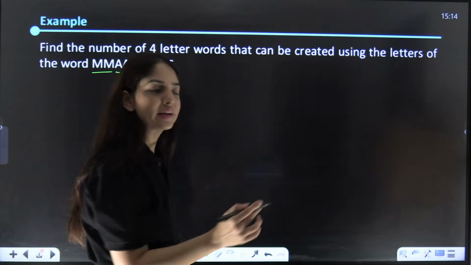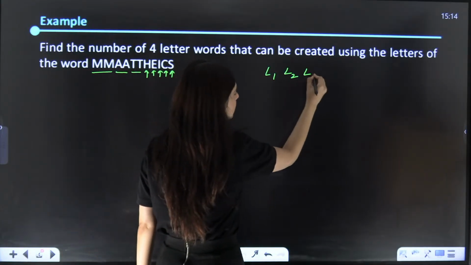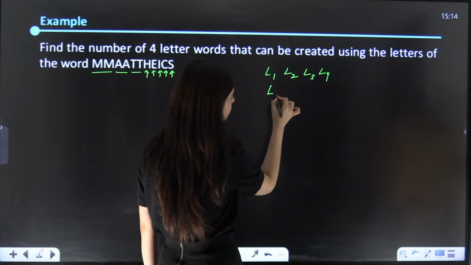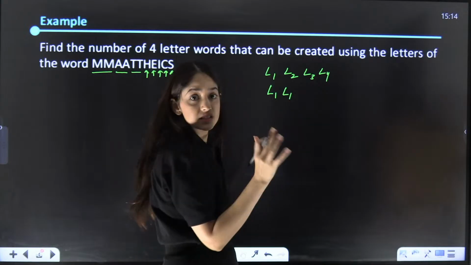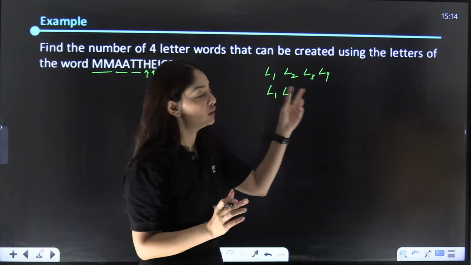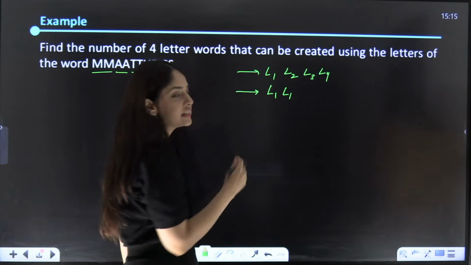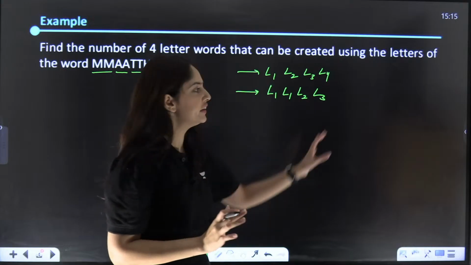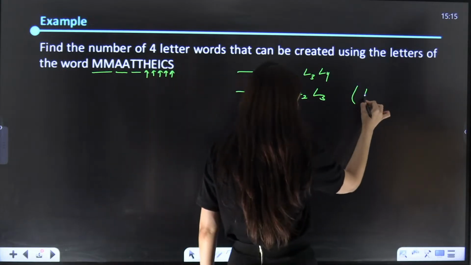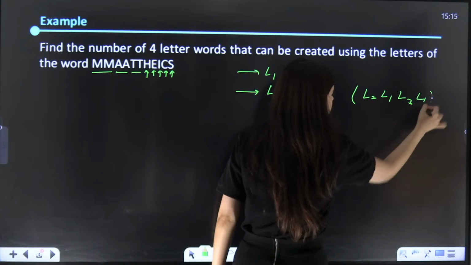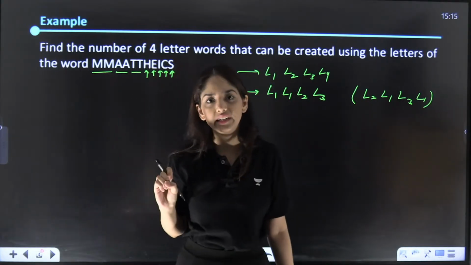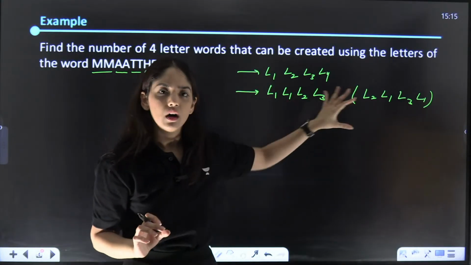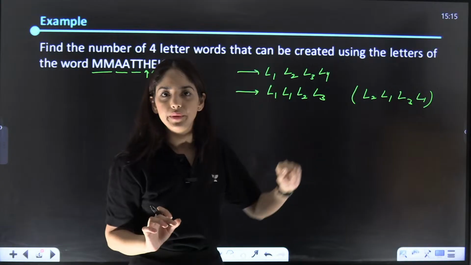So what are the options we can have? Either all letters are distinct or 2 letters are same. Now all letters are distinct, that is one case. Another case is 2 letters are the same and then the other 2 are different. We can order them. It can be L2, L1, L3, L1. We will check the ordering, but once we are selecting the letters, in that case we are only checking how many are similar, how many are identical and how many are distinct.